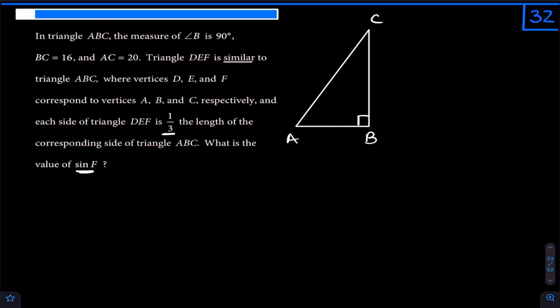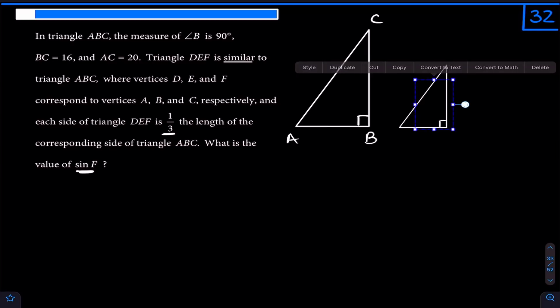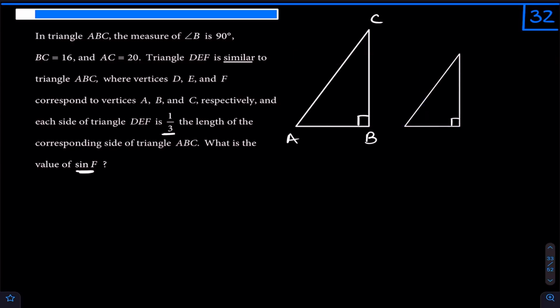So now that we have that triangle, let's talk about the other triangle, triangle DEF. And we know that triangle is similar. That means it has all of the same angles, but its sides are 1/3 the length of triangle ABC. So I'm going to make the exact same triangle, but a little bit smaller. A little bit bigger than that, honestly. I want you to be able to see it still. And so this is going to be DEF. So there you go. Great.